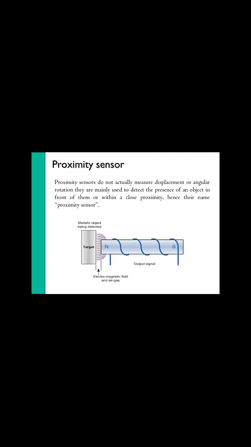The next type of position sensor is the proximity sensor. Proximity sensors do not actually measure displacement or angular rotation. They are mainly used to detect the presence of an object. These proximity sensors are used to find whether an object is present or not. This is mainly used, as I already told, for counting objects in industries. When there are a heavy number of objects, these proximity sensors are used for counting.